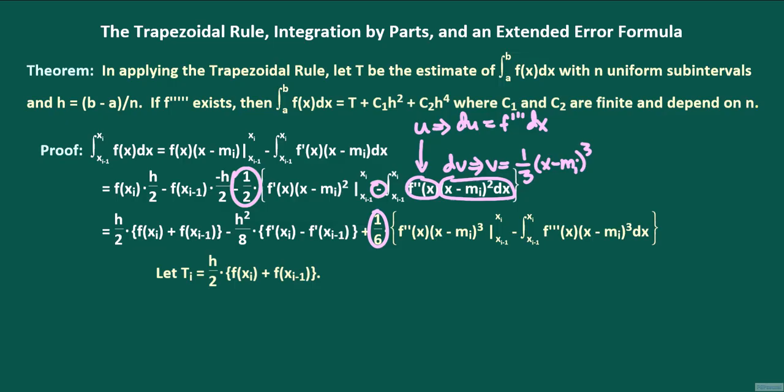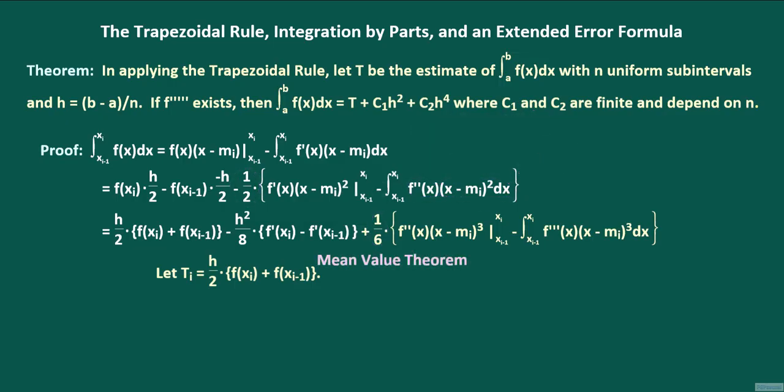We apply the mean value theorem for secant lines to this quantity. According to the mean value theorem, there should be a value t sub 1 somewhere between x sub i minus 1 and x sub i, such that f prime of x sub i minus f prime of x sub i minus 1 equals f double prime of t sub 1 times h.